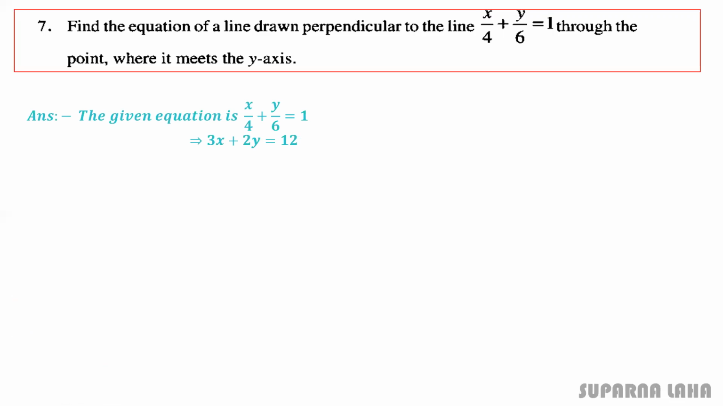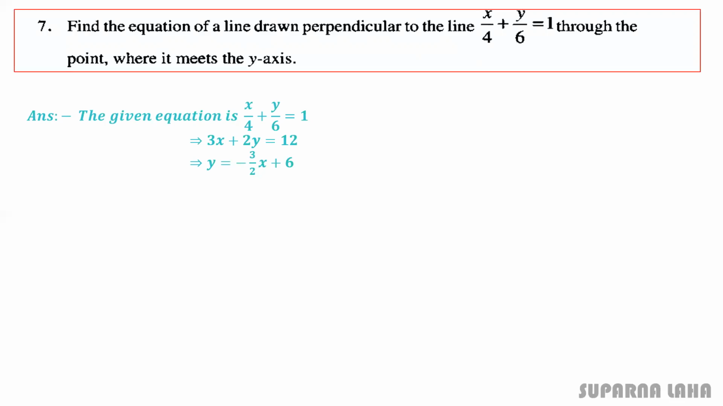So 3x plus 2y equals 12. Take the LCM, this is 12. So 3x plus 2y equals 12, so y equals minus 3 by 2 into x plus 6. So the slope of this line is minus 3 by 2 and the y-intercept is 6. Clear? So let's talk about the slope of the required equation.